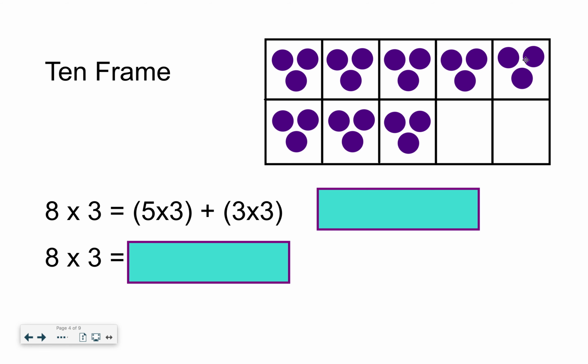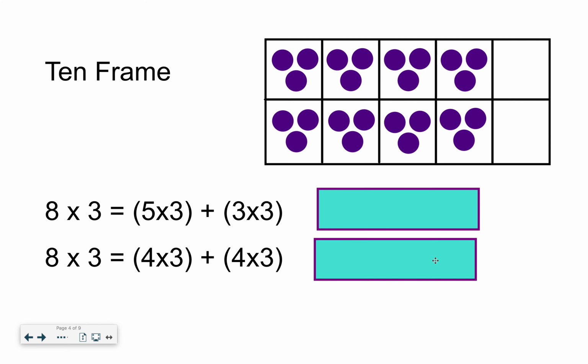So a second way to think of this, if you like your doubles, I'm going to move that over so I can see that there's 4 groups of 3 2 times. And I know 4 times 3 is 12, 4 times 3 is 12, 12 plus 12 is 24.